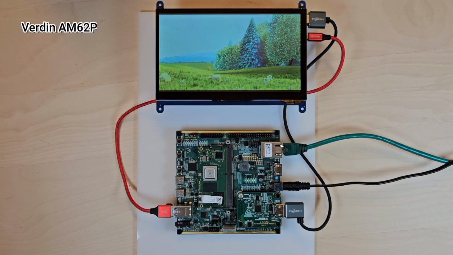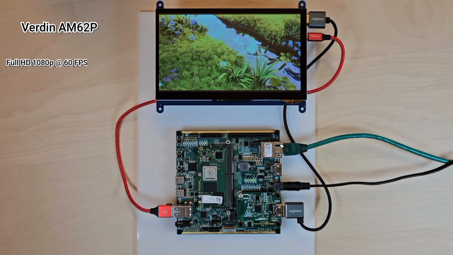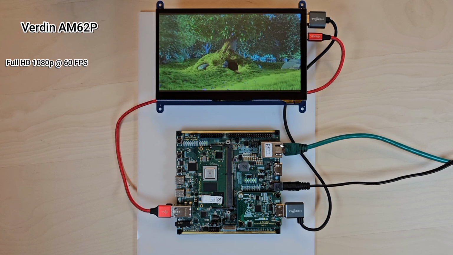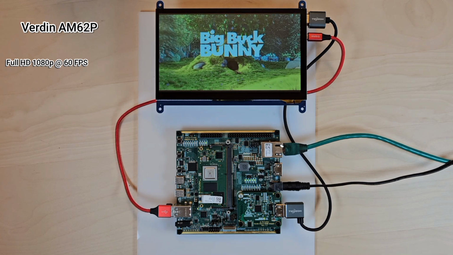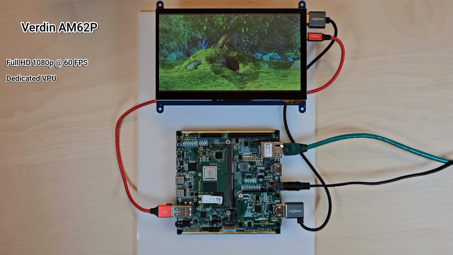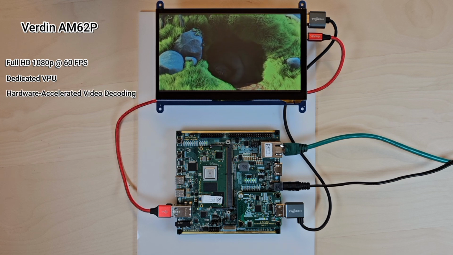We began our evaluation with a video playback test, 1080p video at 60 frames per second. On the Verdin 62 Plus, playback was smooth and stable, with no visible frame drops or rendering delays. The system sustained real-time 1080p video playback throughout the test, enabled by its dedicated video processing unit, which provides hardware-accelerated video decoding.